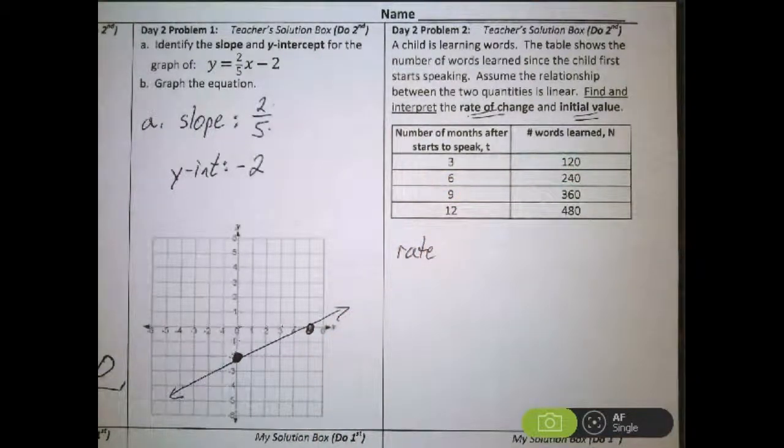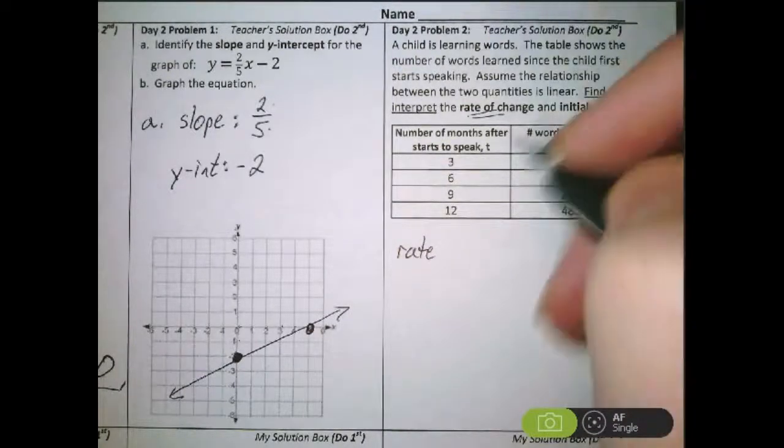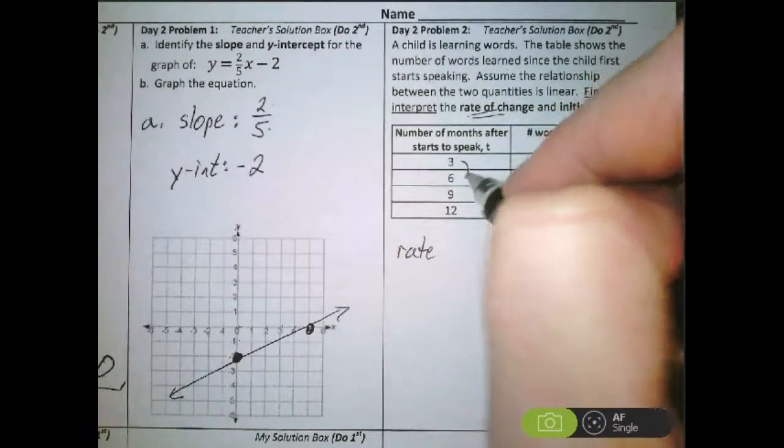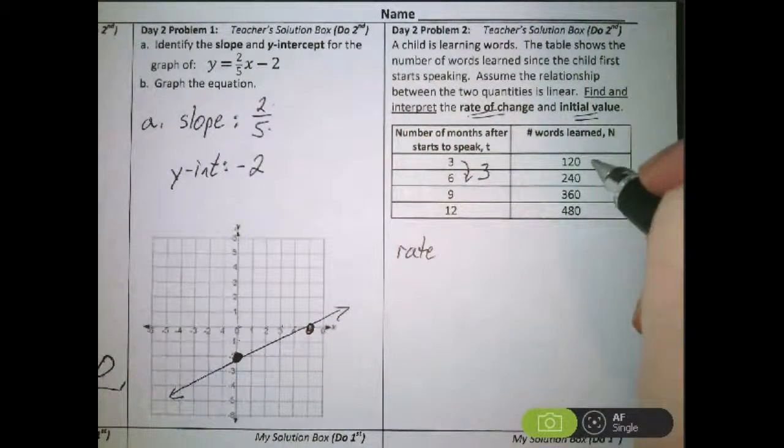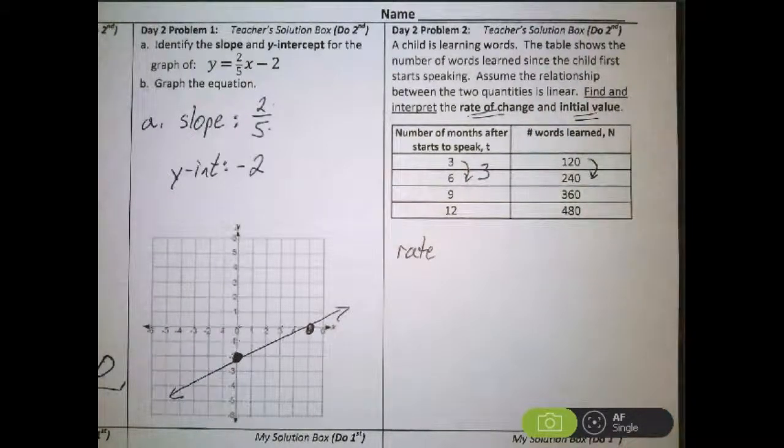And we can do that by looking at the rows of the table. We can look at any rows we want, but we could look at the first to second rows. So from 3 to 6, that has changed by 3 months. And in that 3 months, the number of words learned has changed from 120 to 240. It has increased by 120 words.